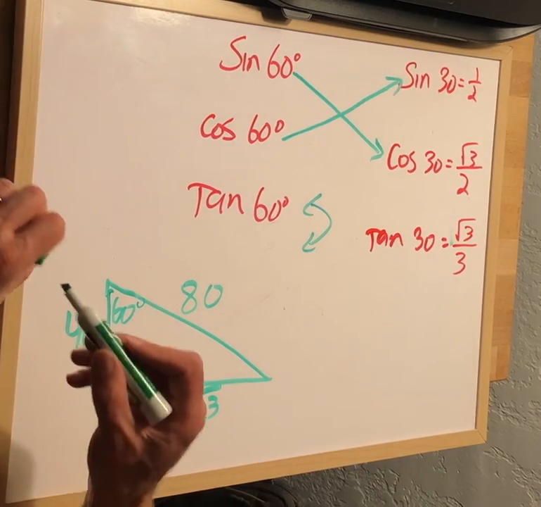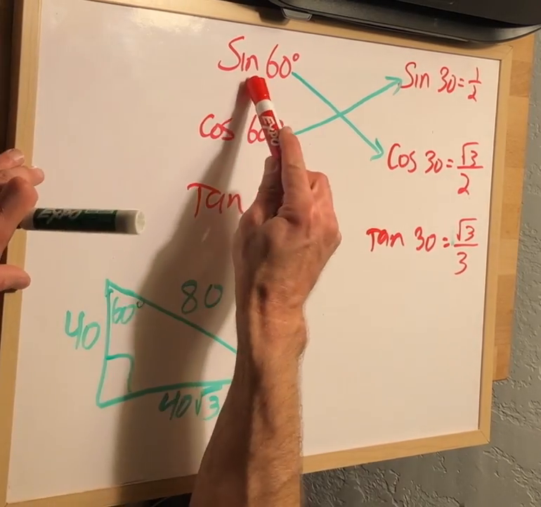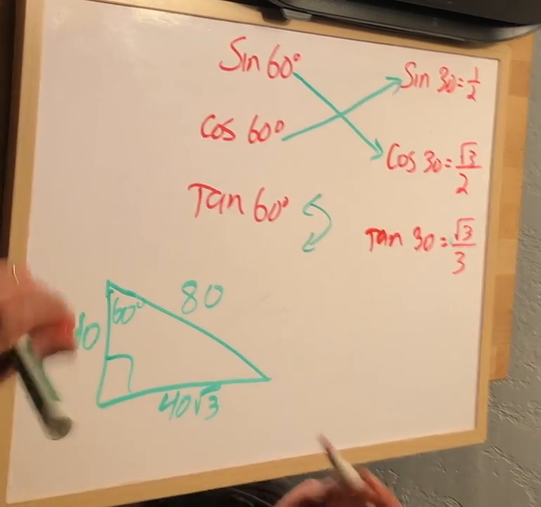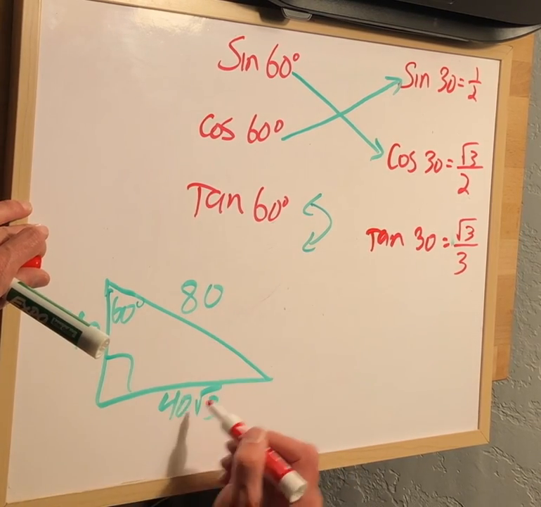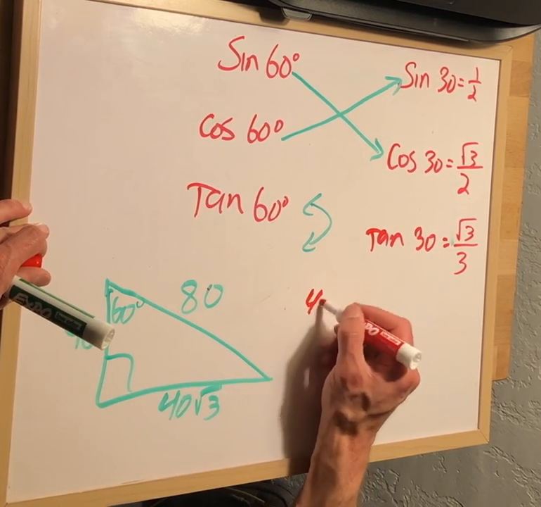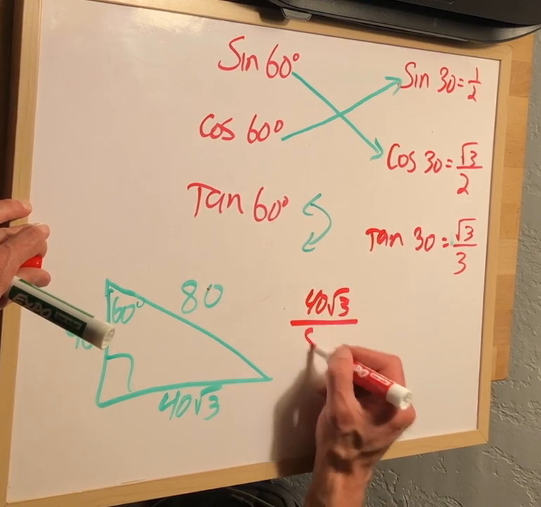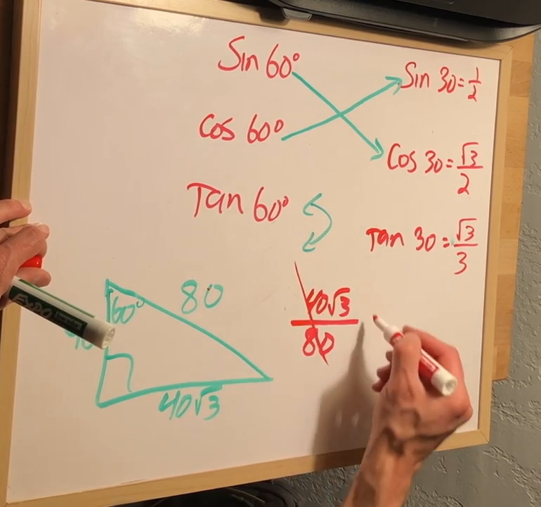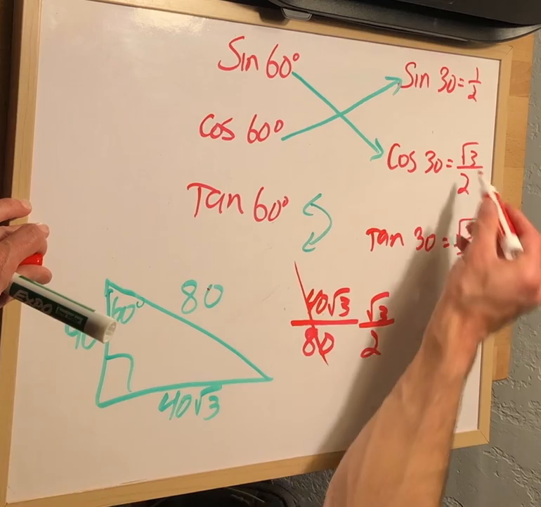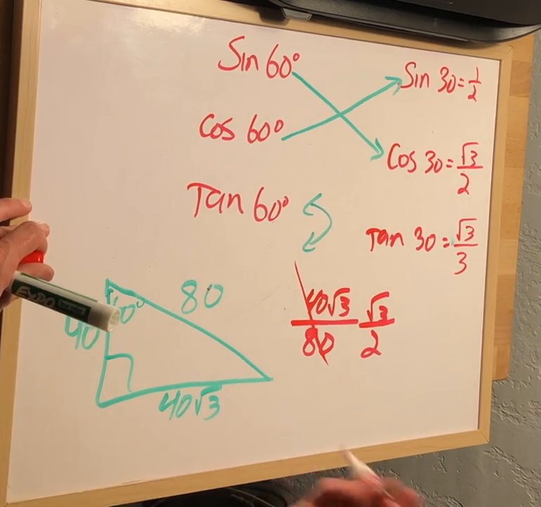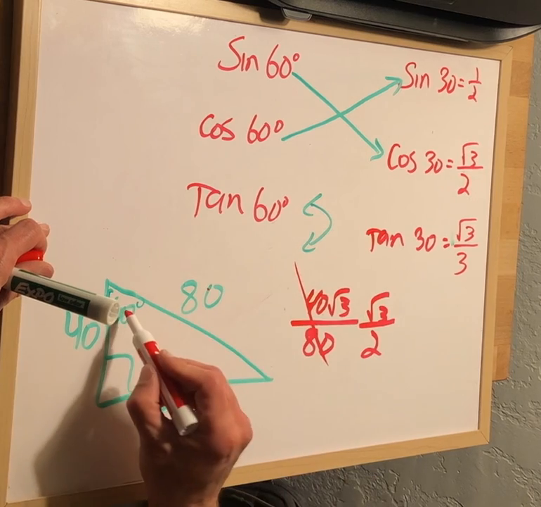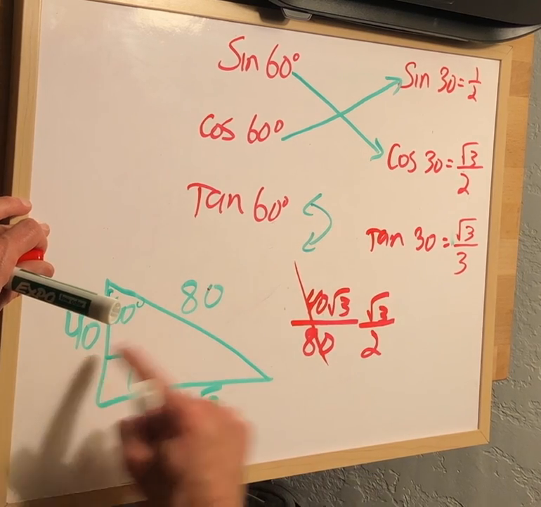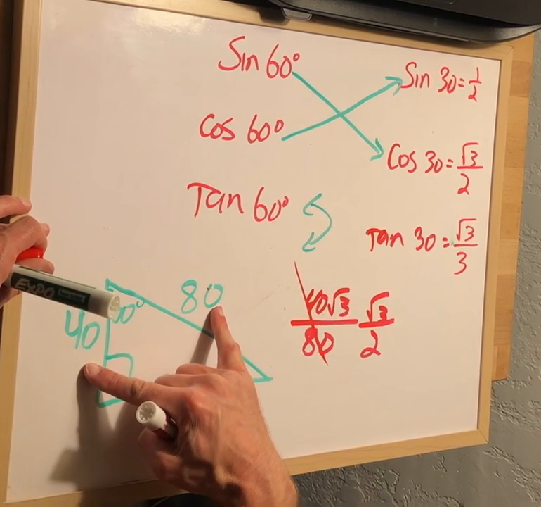Anyways, let's see if sine of 60 actually equals root 3 over 2. Sine of 60 degrees, which is opposite over hypotenuse, 40 root 3 over 80 reduces to root 3 over 2. See? It's kind of a trip how it always works like this. What is cosine of 60? Let's see if it equals 1/2. Cosine of 60 is adjacent over hypotenuse. 40 over 80 is 1/2.